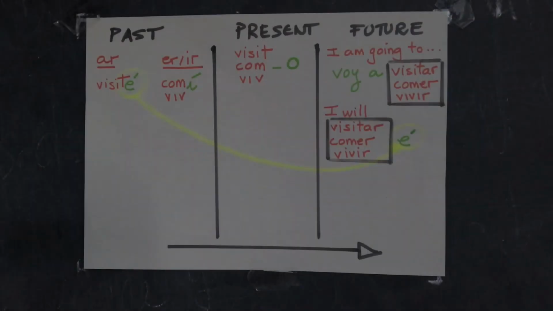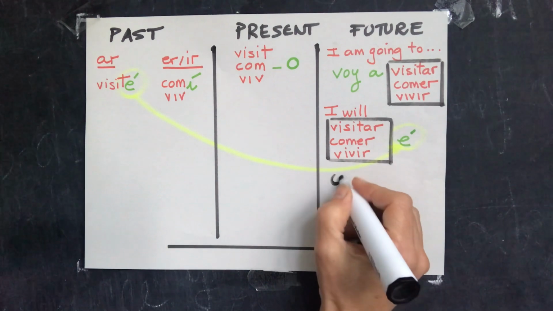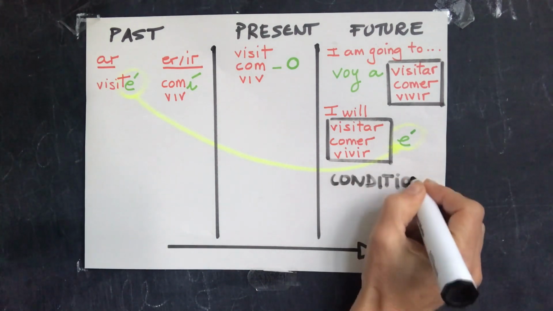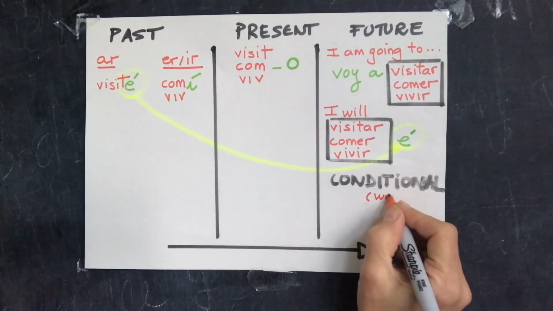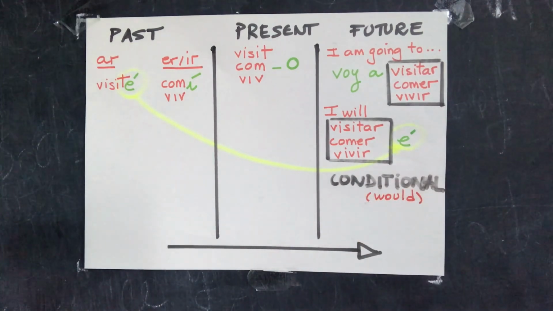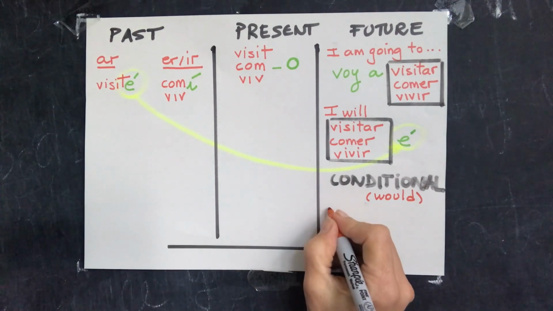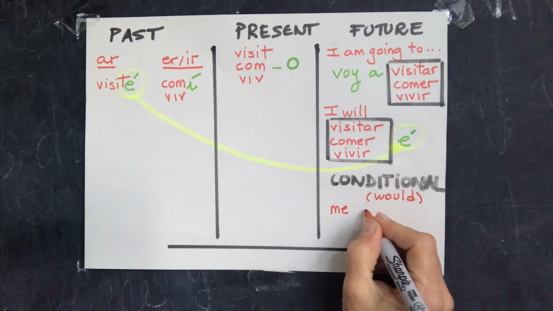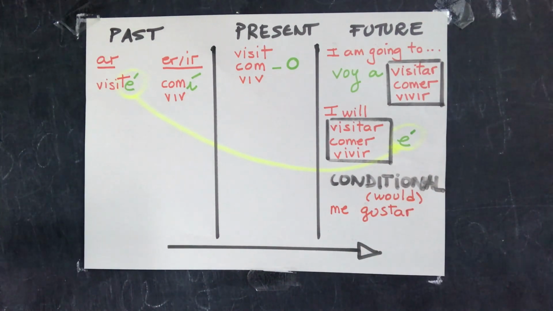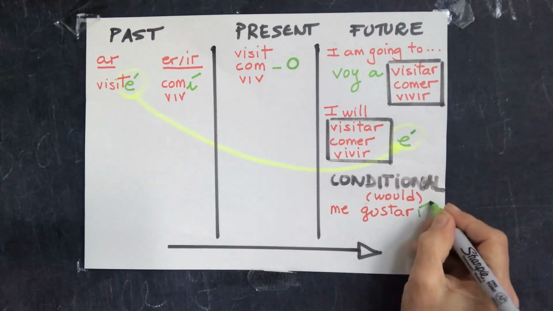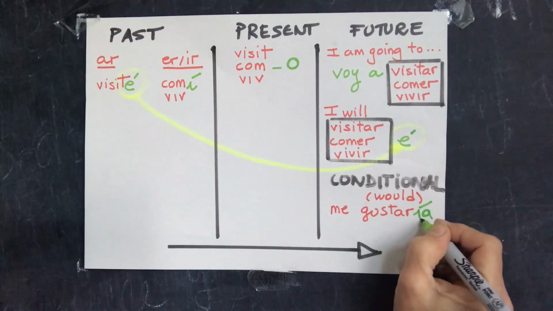The tense we have left is a much more straightforward one. It is called conditional, or would in English. I'm going to give you an example now of a verb conjugated in the conditional tense, a verb that you're probably quite comfortable using. Me gustaría.